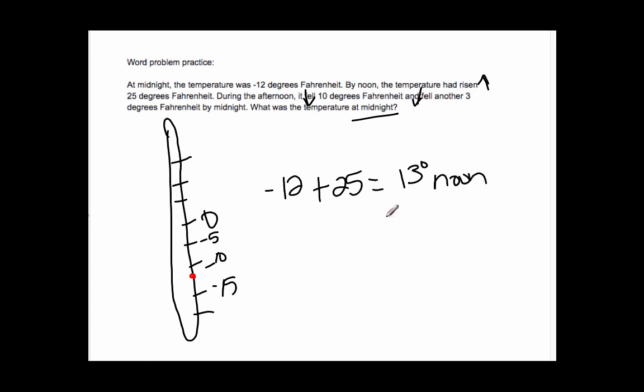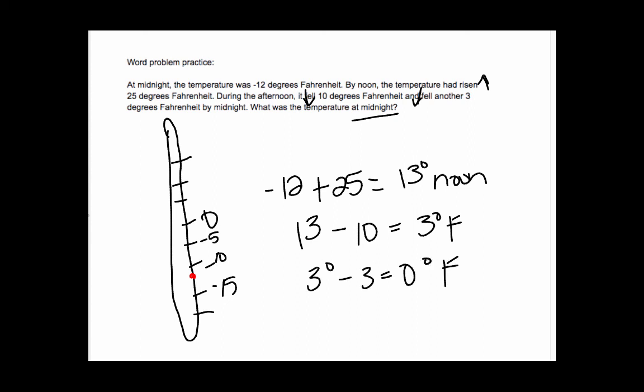Okay, then what happened? It fell 10 degrees. So I was at 13 and now it fell 10 degrees. So where am I now? I'm at 3 degrees Fahrenheit. That is during the afternoon sometime. Then it fell another 3 degrees Fahrenheit. So I was at 3 degrees. It fell another 3. So where am I? I'm at 0 degrees Fahrenheit. That would be your answer. And this is how you would model that with addition and subtraction.